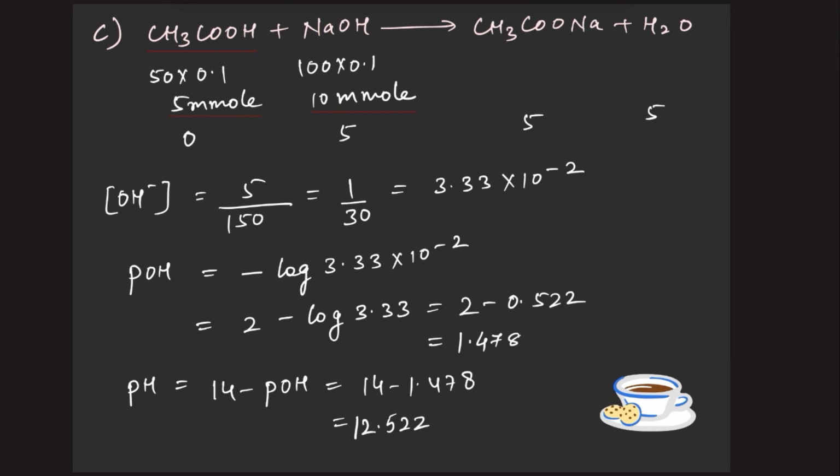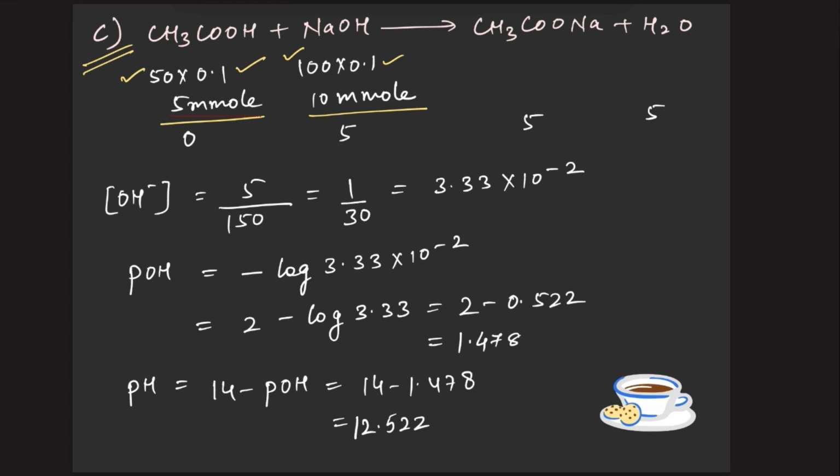Now the third part of the question. थर्ड पार्ट में क्या है? एसिटिक एसिड की वॉल्यूम है 50 मिलीलीटर, molarity is 0.1 M. So millimoles of acetic acid is 50 into 0.1, which is 5 millimoles. NaOH का वॉल्यूम है 100 मिलीलीटर, molarity है 0.1 M. So number of millimoles of NaOH is 10 millimoles. 100 into 0.1 is 10.